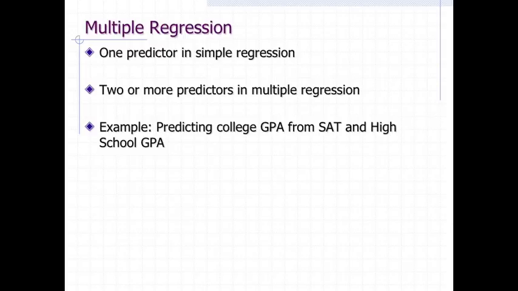For example, in the SAT case study, you might want to predict a student's university grade point average on the basis of their high school GPA and their total SAT score. The basic idea is to find a linear combination of high school GPA and SAT that best predicts university GPA.